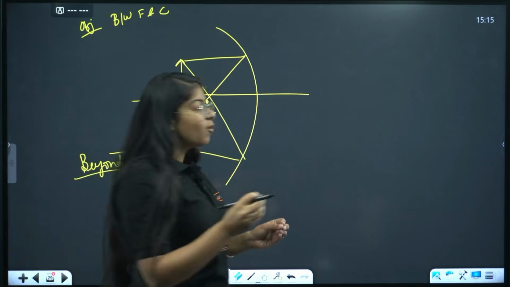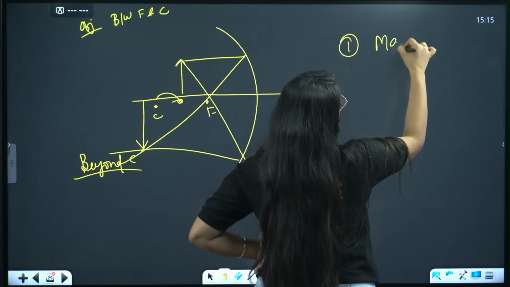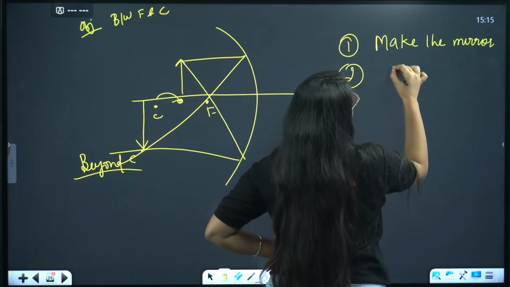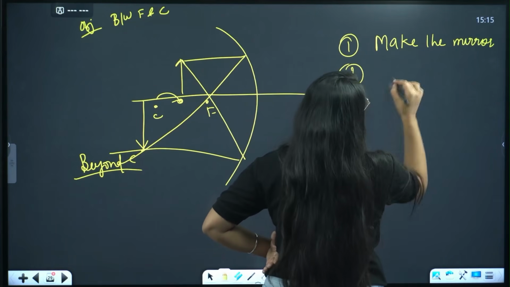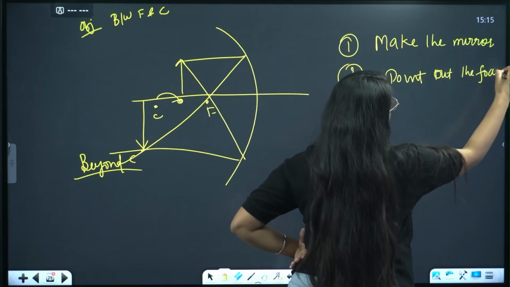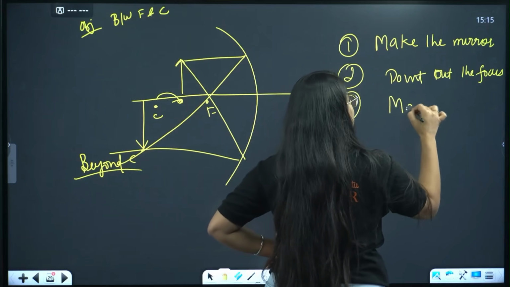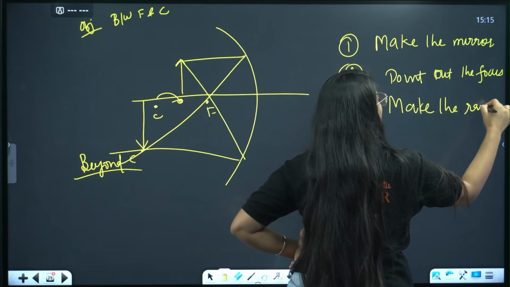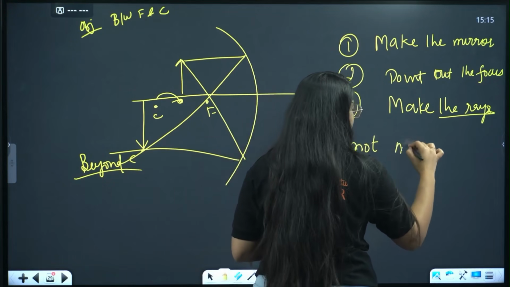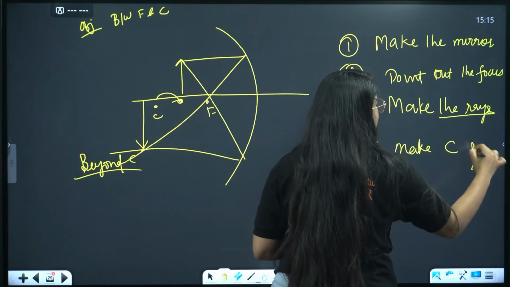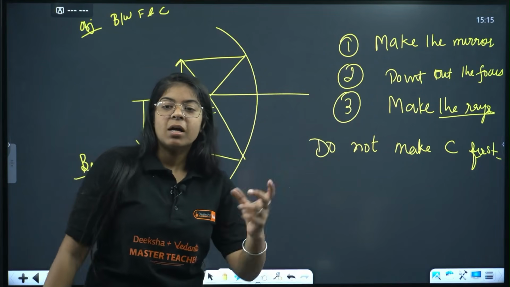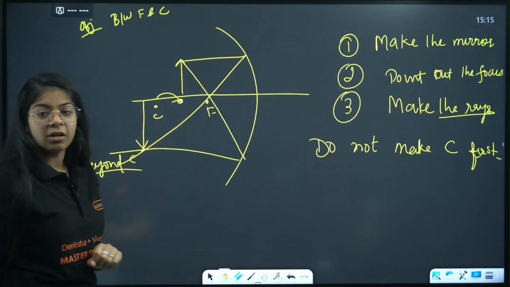First, make your mirror. See, this is a very important point. Make the mirror. Second, draw the focus. Point out the focus. That is it. The third part is now to make the rays. Make the rays from the object. Do not make the center of curvature first. Always point that out later, after completing your diagram. Then mark, okay, now here will be my center of curvature.